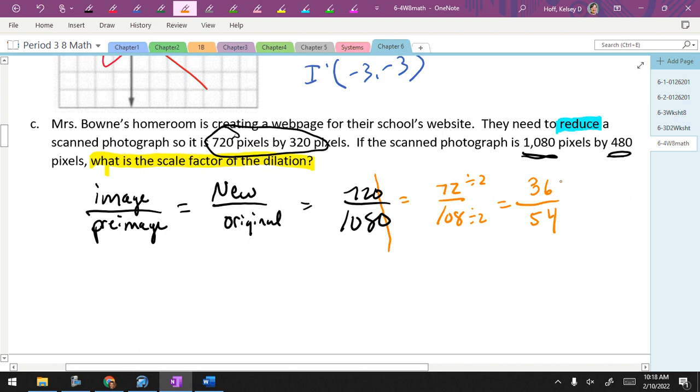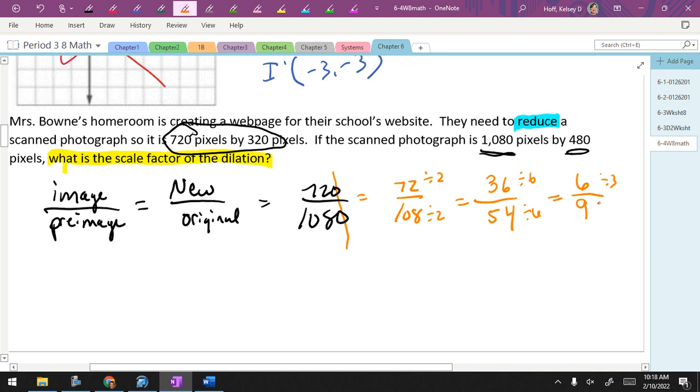What do you want to divide out? We can divide a 6 out. 36 divided by 6 is 6. 54 divided by 6 is 9. Can you go further? Divide by 3. Which gives me 2/3. Which stands true? It's greater than 0 but less than 1.